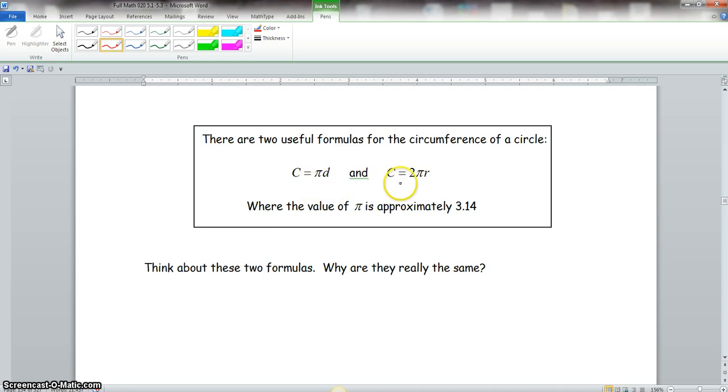They're really the same because we know that the diameter is twice the radius. Remember we said the radius is half the diameter, so it takes 2 times the radius to equal the diameter. For instance, let's say the radius is 8, and the diameter will have to be 16. If we wanted to find the diameter from the radius, all we would have to do is multiply the radius times 2. Wouldn't that be 16? Which is the same as the diameter.